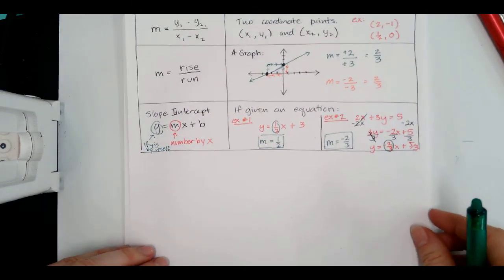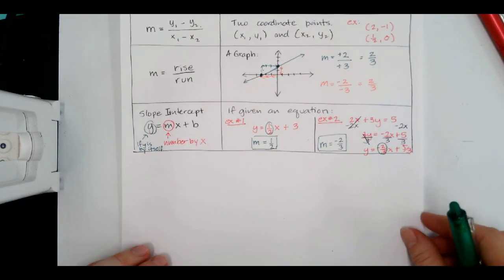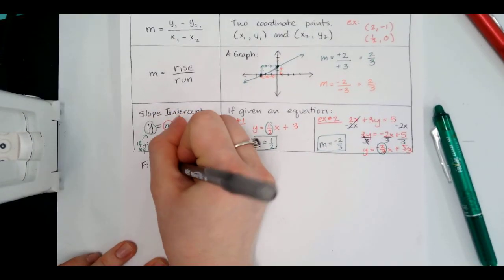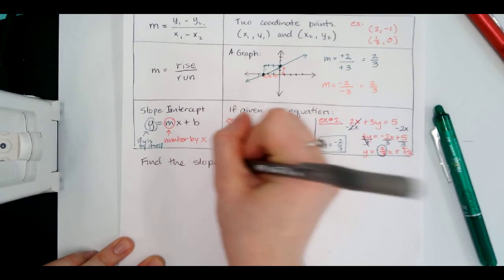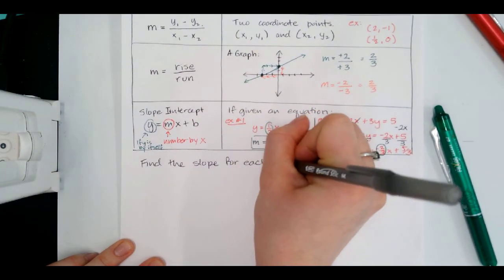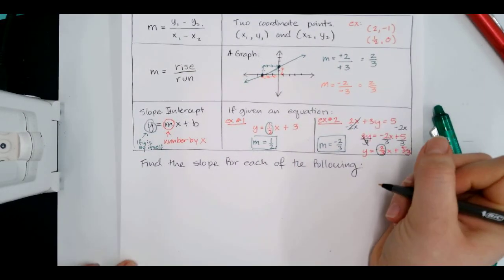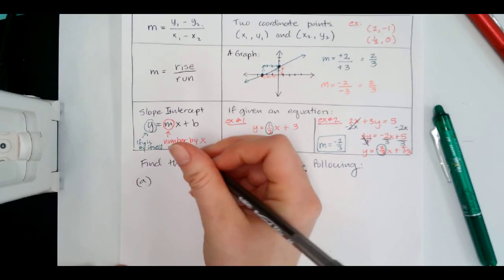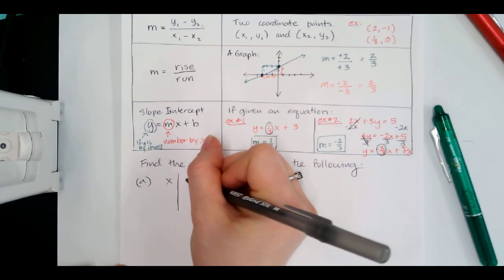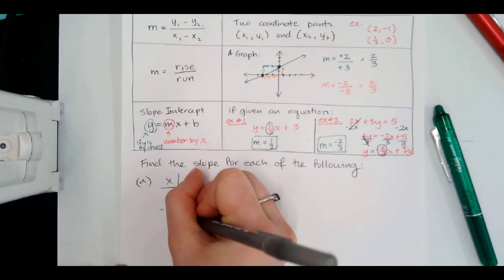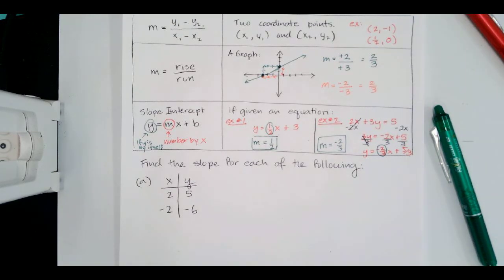Okay, so shifting up. Okay, so find the slope for each of the following. A. Okay, so you're given this information. So it's a table of values. All right, so go ahead, pause the video if you can, and try and figure out what method would you use to find the slope.